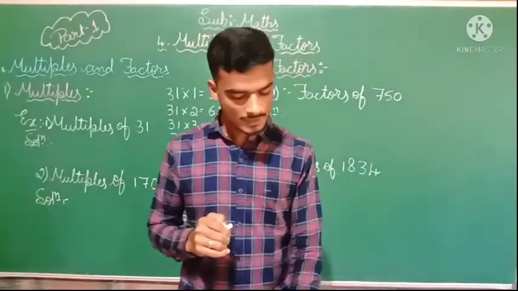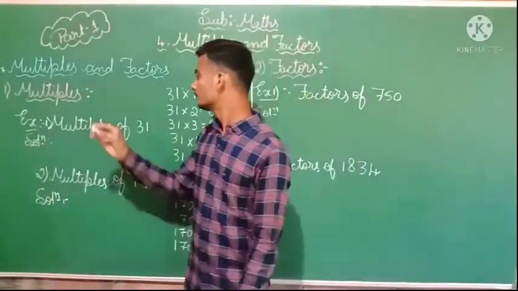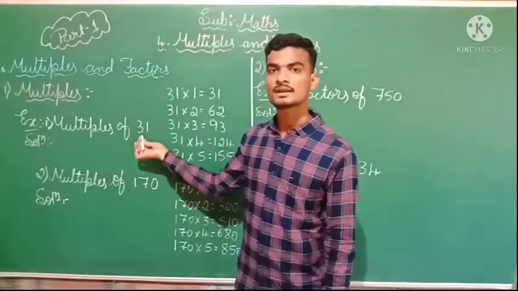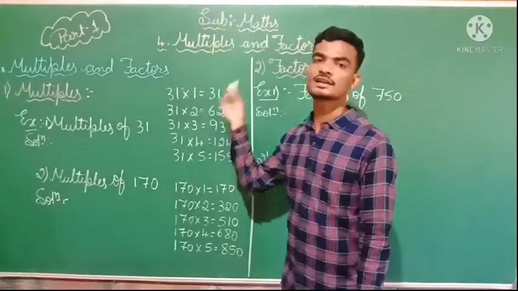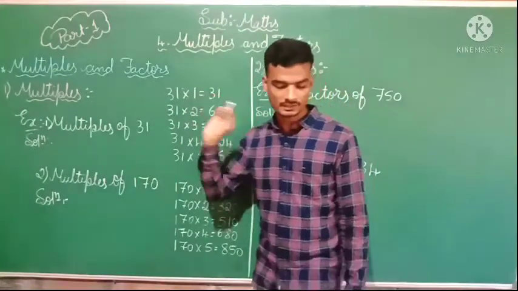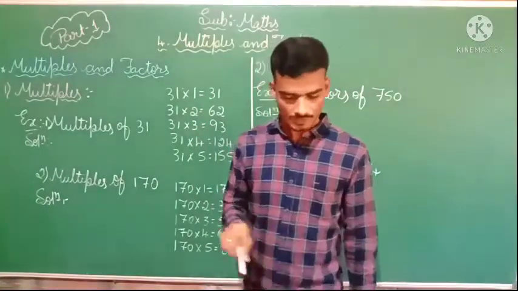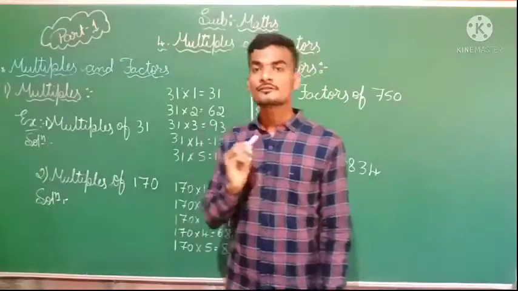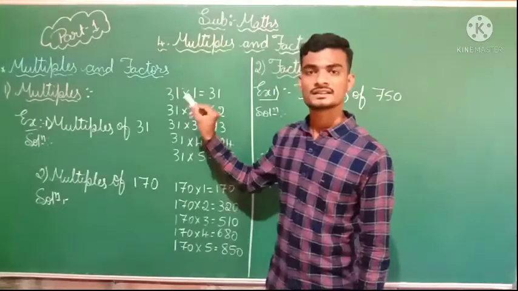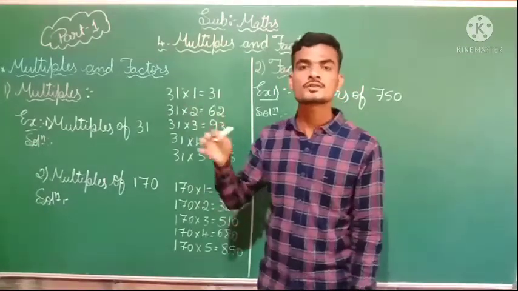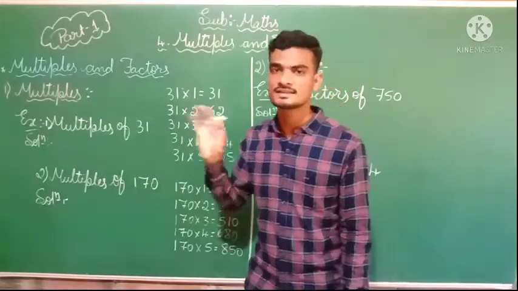Then a number is a multiple of itself. If I take 31, it is a multiple of that number itself. See here, 31 into 1 is equal to 31 itself. So we say that a number is a multiple of itself. Every number is a multiple of 1. If you take any number and multiply it by 1, you get the same number as the product.